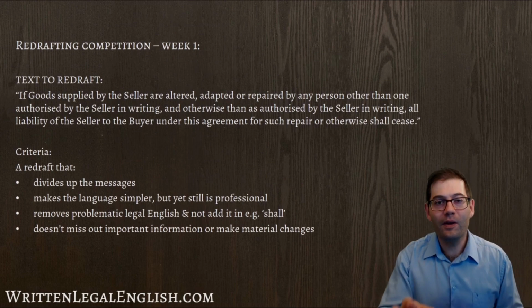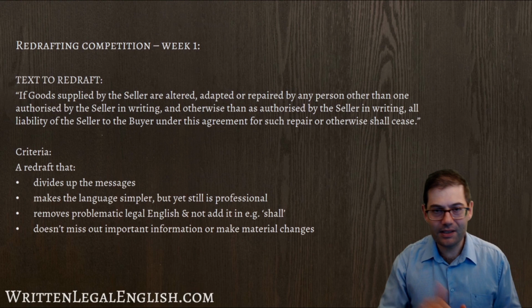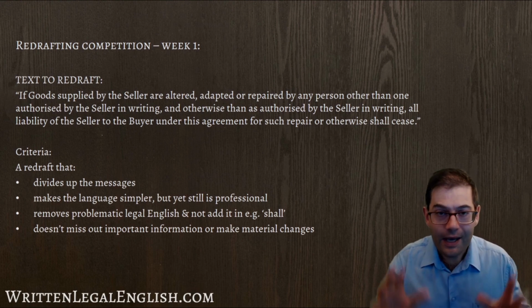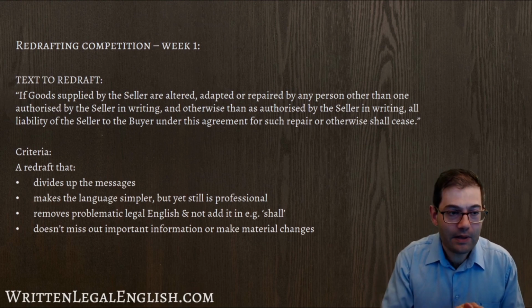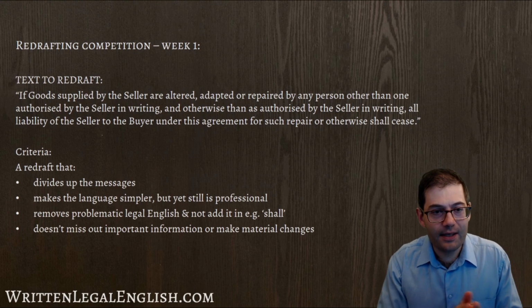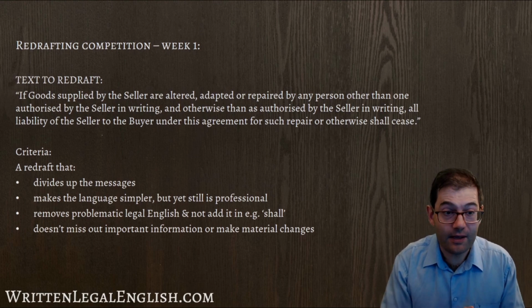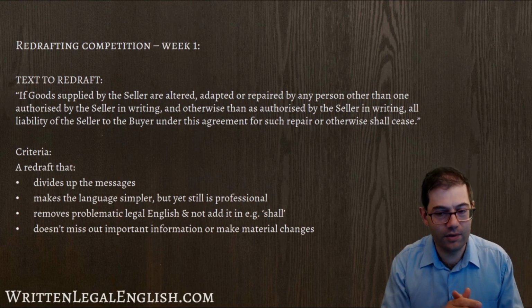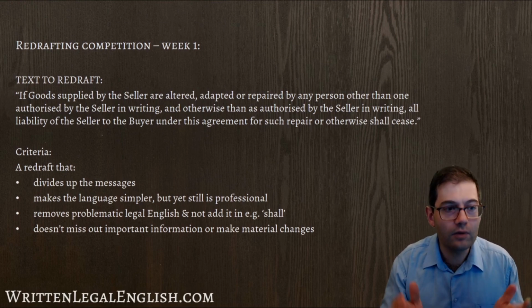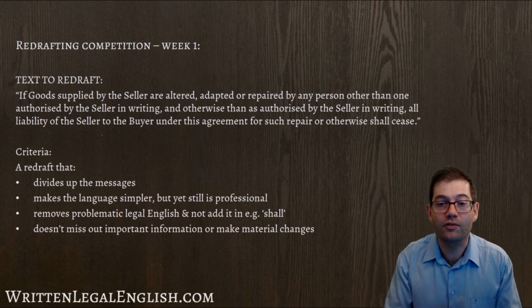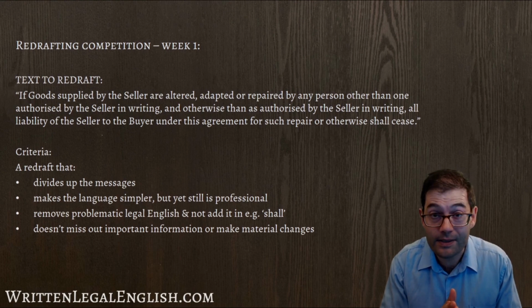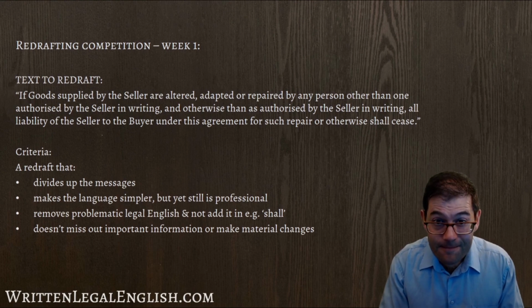Okay, if you weren't following my videos last week, this is the text I asked you to redraft. Let me quickly read through it now. If goods supplied by a seller are altered, adapted or repaired by any person other than the one authorized by a seller in writing and otherwise than as authorized by the seller in writing, all liability of the seller to the buyer under this agreement for such repair or otherwise shall cease.